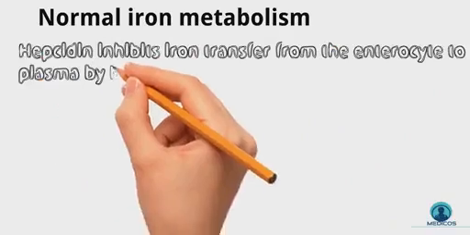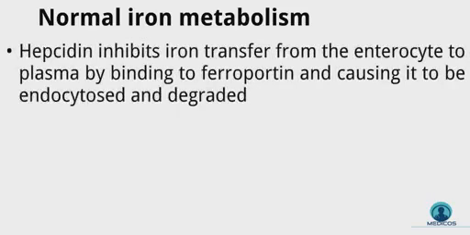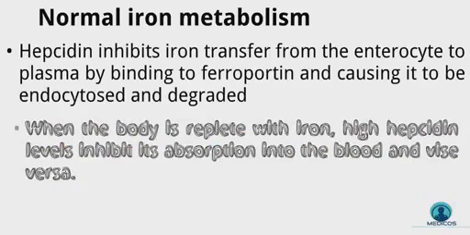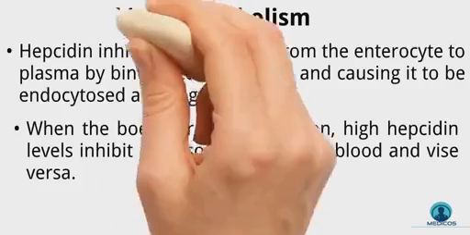Hepcidin inhibits iron transfer from the enterocyte to plasma by binding to ferroportin and causing it to be endocytosed and degraded. As a result, as hepcidin levels rise, iron becomes trapped within duodenal cells in the form of mucosal ferritin and is lost as these cells are sloughed. Thus, when the body is replete with iron, high hepcidin levels inhibit its absorption into the blood. Conversely, with low body stores of iron, hepcidin synthesis falls and this in turn facilitates iron absorption.